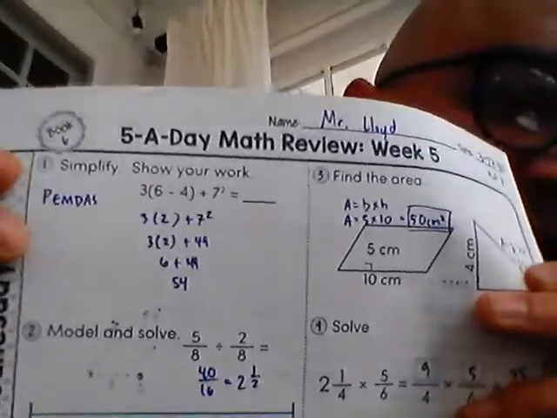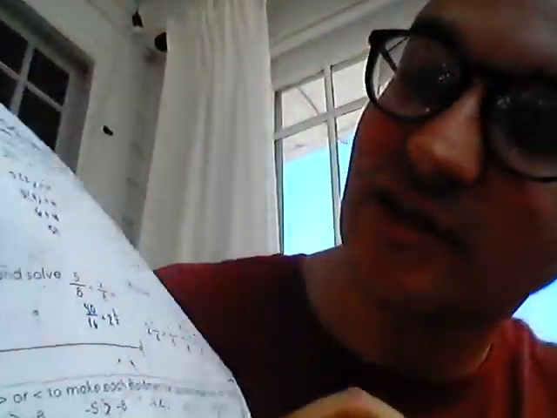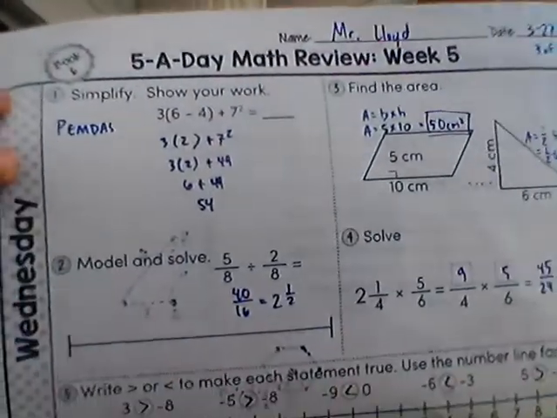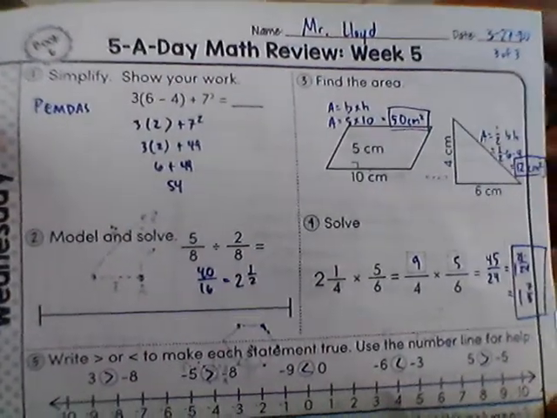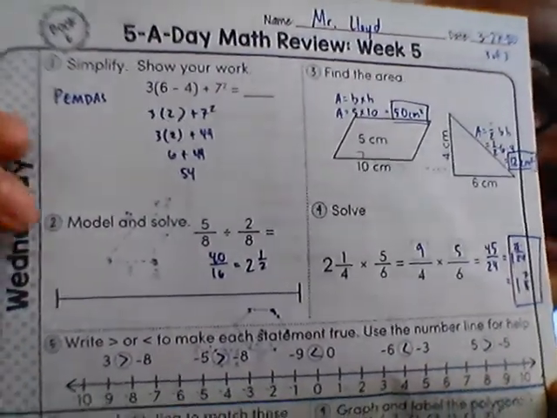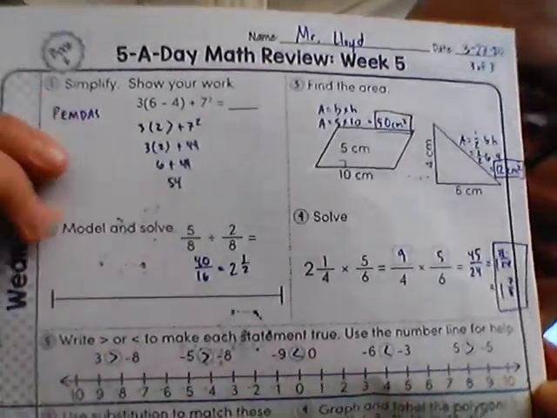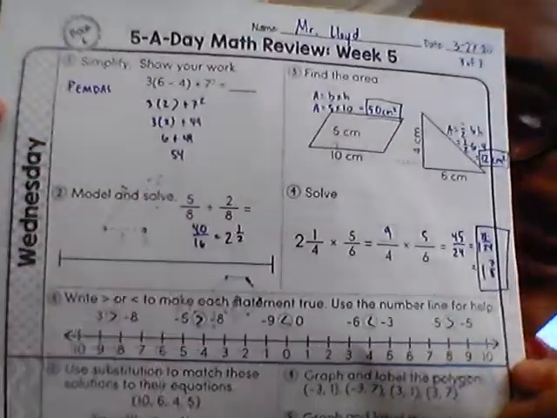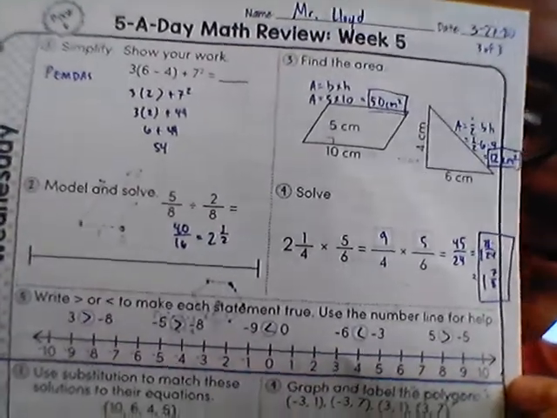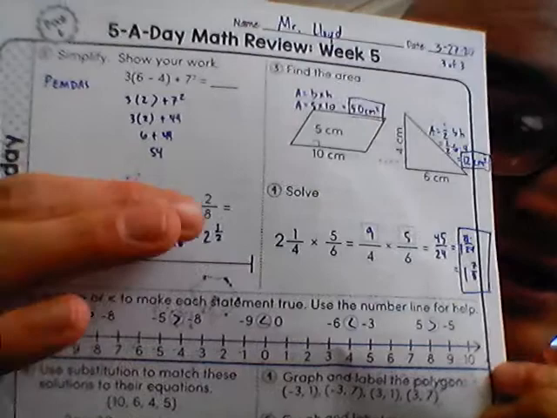Problem number 1 says, what does it say? Wednesday. Yep, it says Wednesday. It says simplify, show your work. All we're really thinking about here is PEMDAS, order of operations. We solve it, we get 54. Remember, parentheses first, exponent second, multiply, then add. That is your order there.